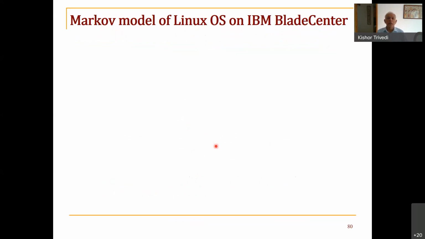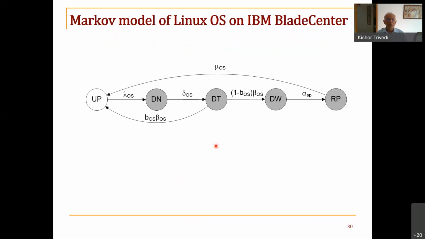I developed a Linux operating system availability model while working on IBM BladeCenter. The Linux system is up and running. After some time it fails. There is some detection delay before the fact that the system has failed is discovered. After that, the natural thing to do is reboot the system.